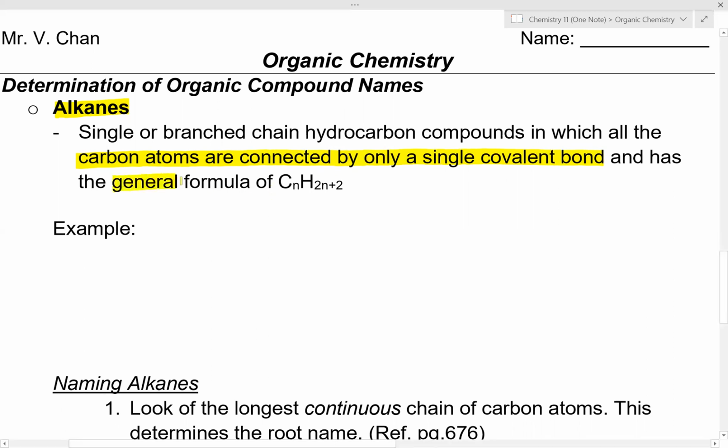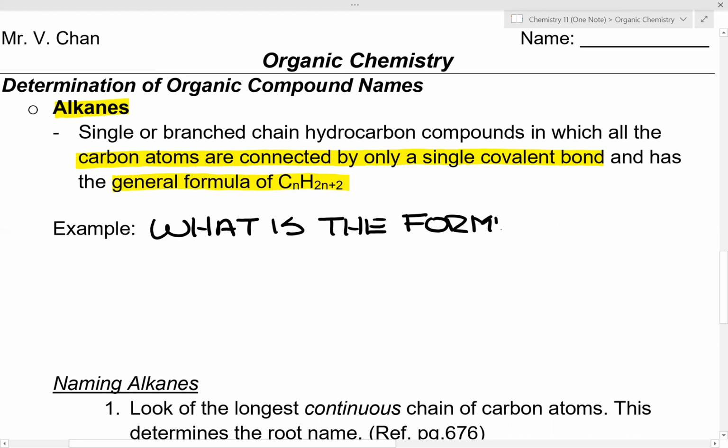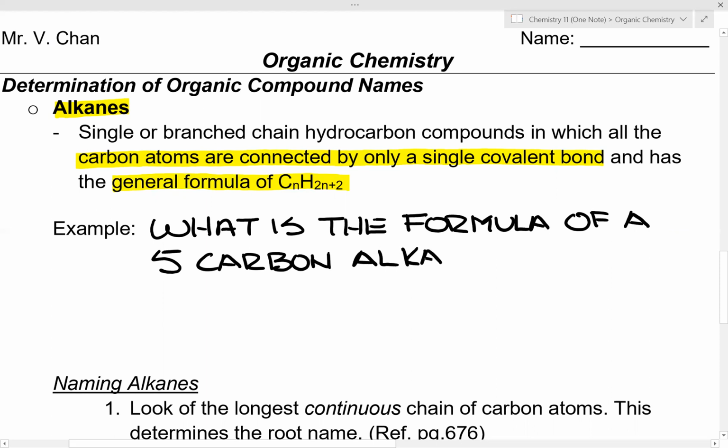Okay. The general formula is CnH2n plus 2. Now, what do I mean by this? I could say, what is the formula of a 5-carbon alkane? Now, the key word is it is alkane. So alkanes all have a single bond.